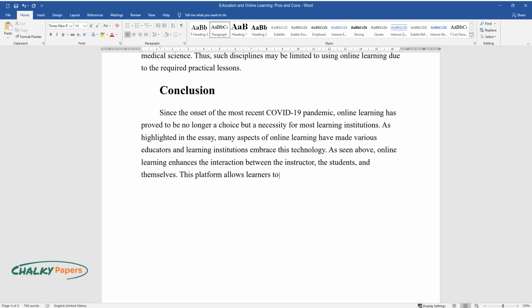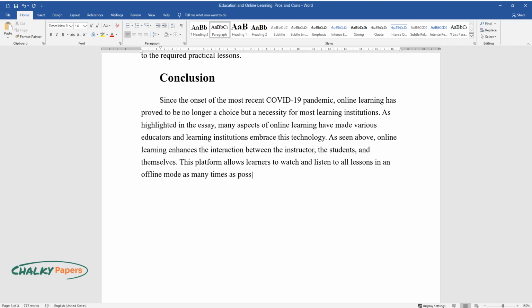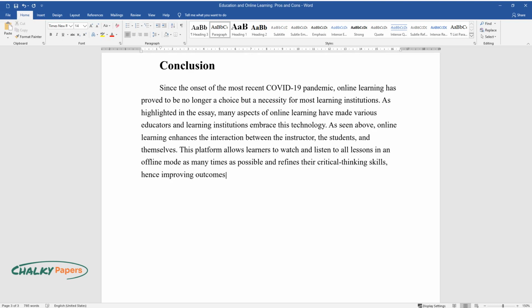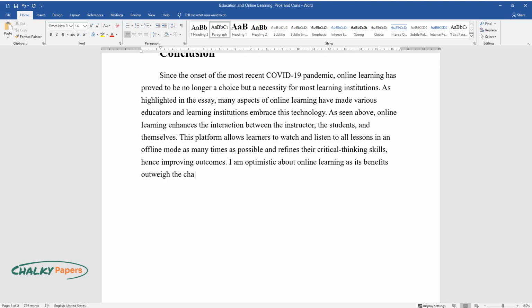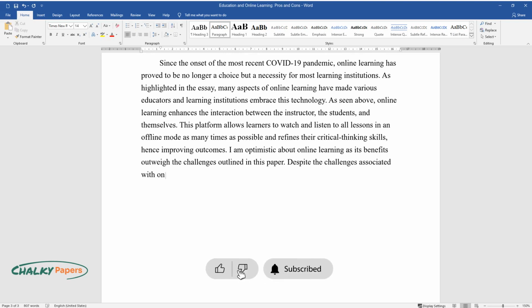This platform allows learners to watch and listen to all lessons in an offline mode as many times as possible and refines their critical thinking skills, hence improving outcomes. I am optimistic about online learning as its benefits outweigh the challenges outlined in this paper. Despite the challenges associated with online learning, there is still room for improvement as technology advances with time.